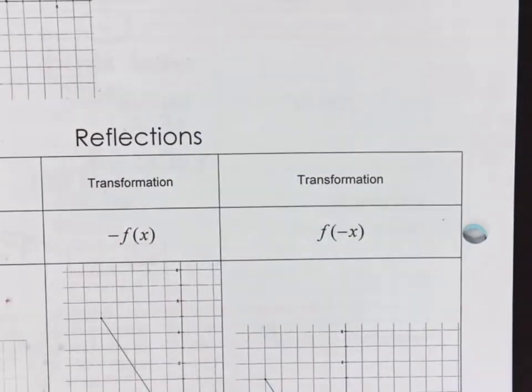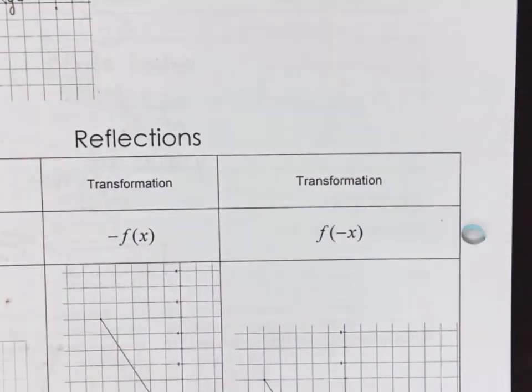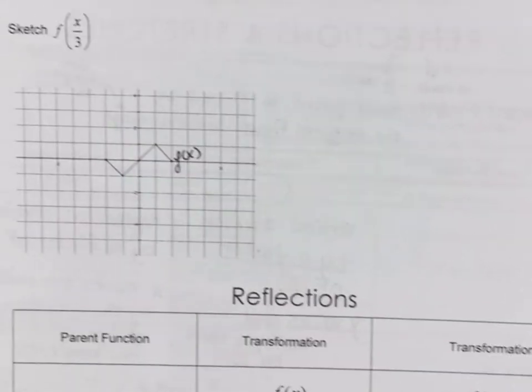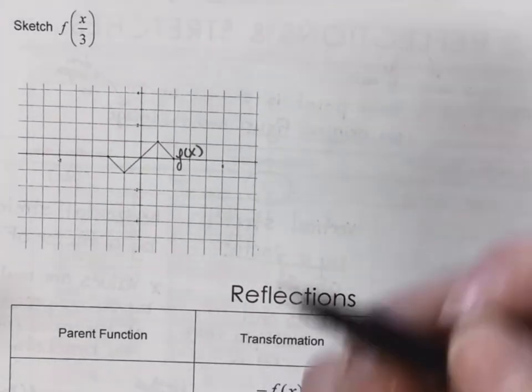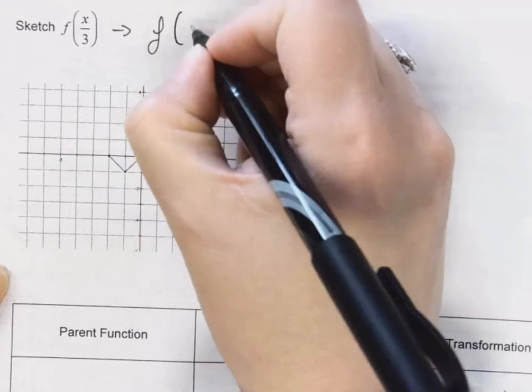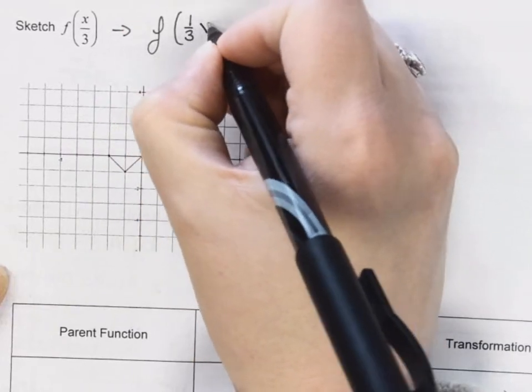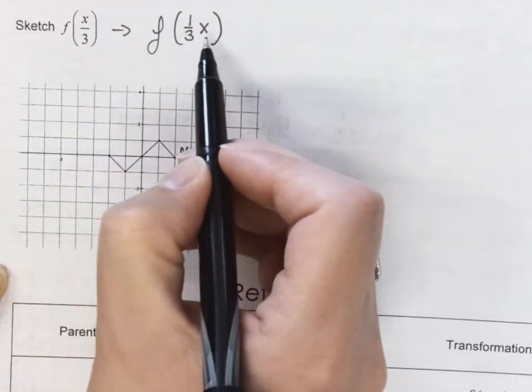Okay, now I see why I put this on here. So this is again my original graph. Oh, look at that, not even close. This is my original graph, the exact same one from the other page. This is the same thing as saying f of 1/3 x. If you're not used to seeing it like that, it just means that.